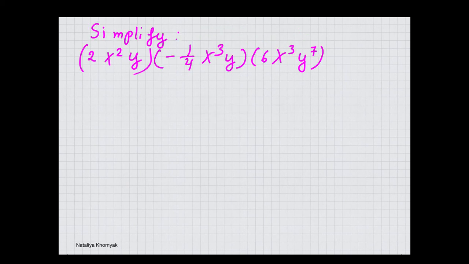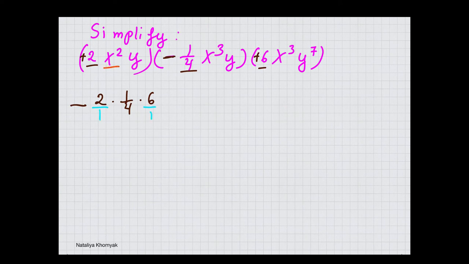Let's simplify this thing. Even though this looks crazy, if you do it one step at a time, it's not going to be terrible. The first thing is to simplify signs. This whole thing is positive, this thing is negative, this thing is positive, so positive times negative, negative times positive, the whole answer will be negative. And now we don't have to worry about this negative. Now let's rewrite all the numbers next to each other. So we have 2 times 1 over 4 times 6. Now remember, whole numbers are over 1.